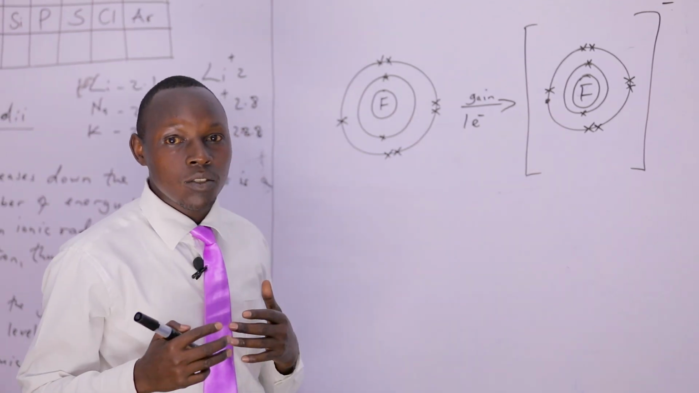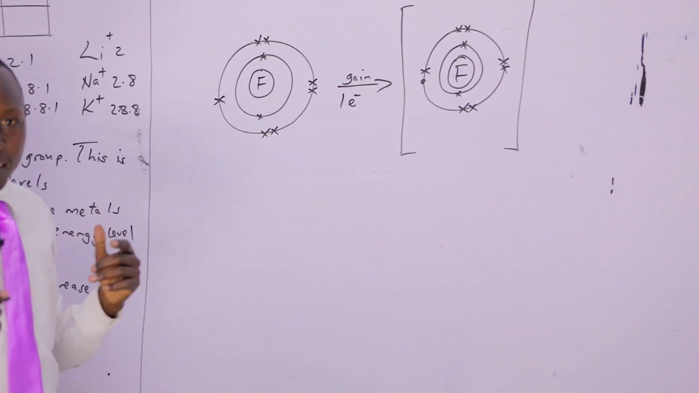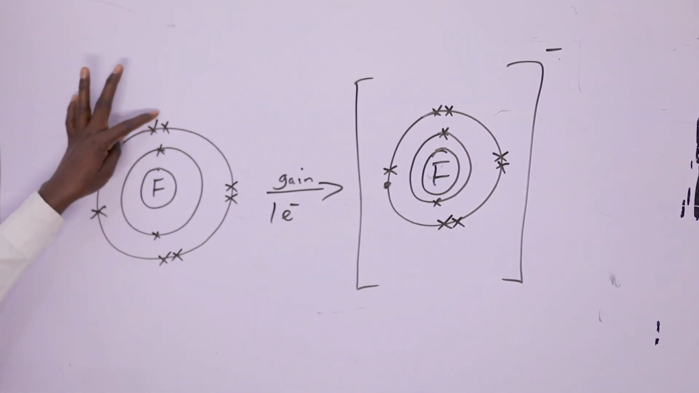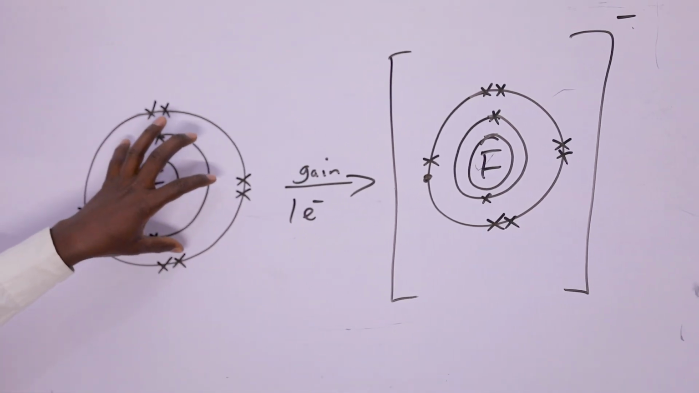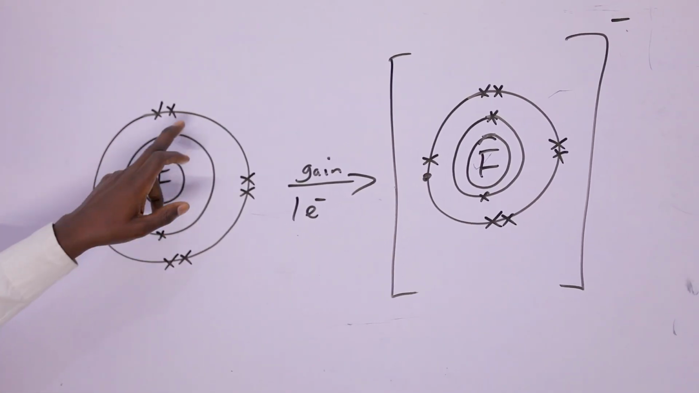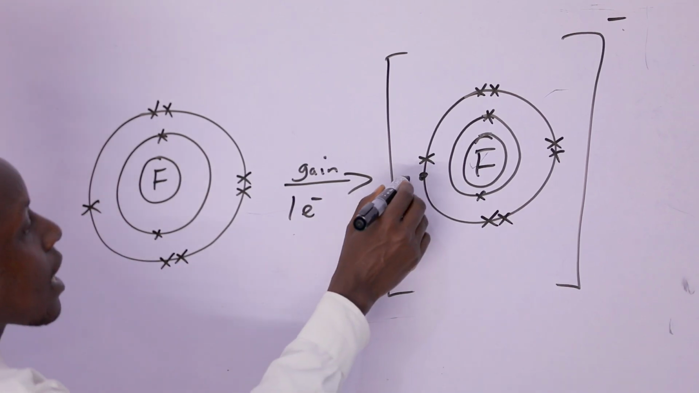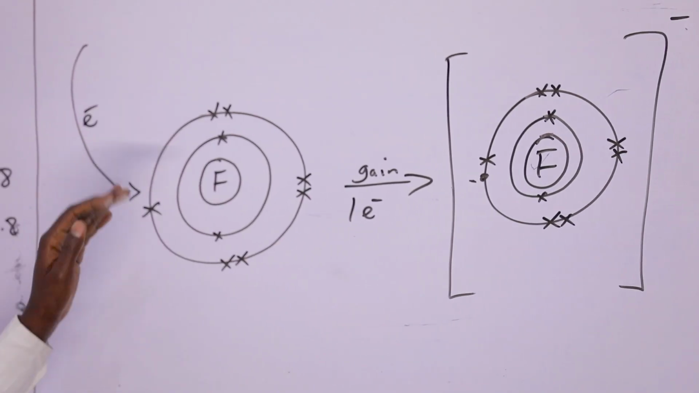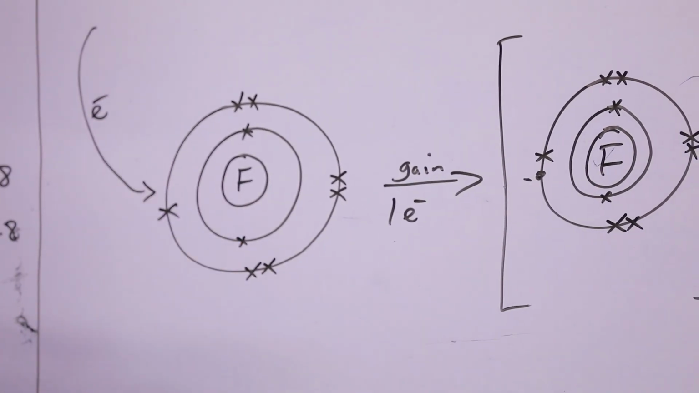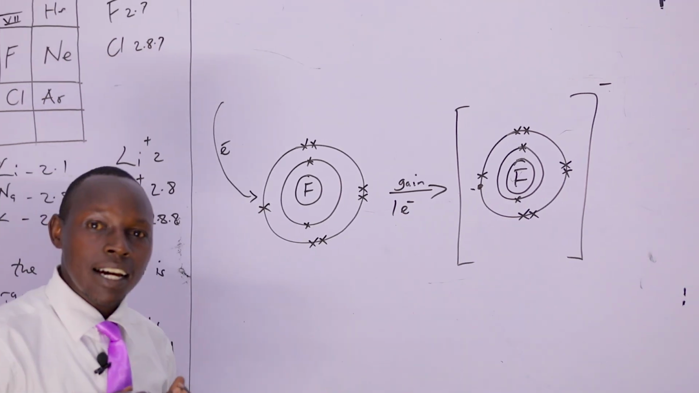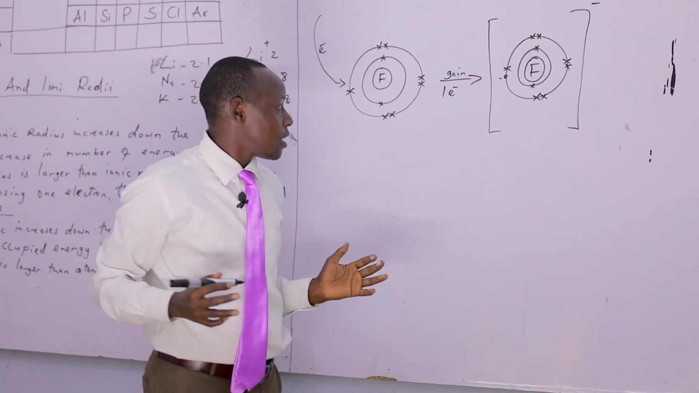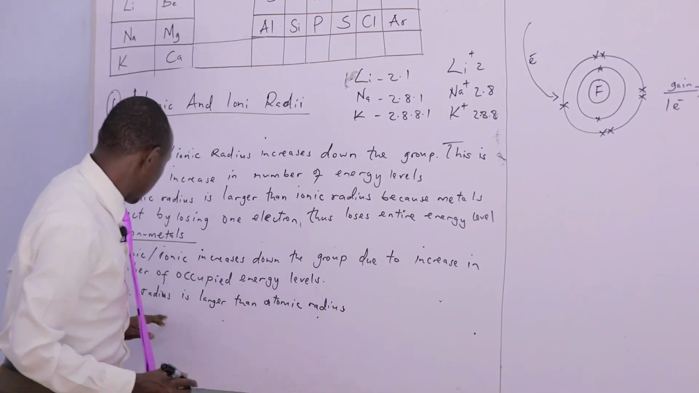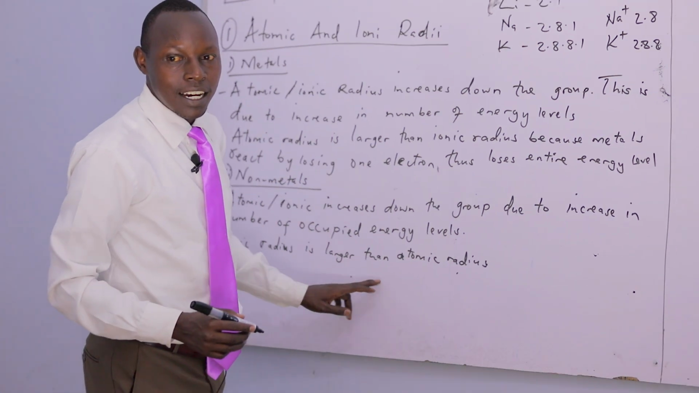There is one fact I want us to appreciate here. Always electrons, as we said, are negatively charged. The electrons occupying the outermost energy level of fluorine are negatively charged. The incoming electron is also negatively charged. So as it comes in, there is some kind of repulsion. That kind of repulsion makes the ion to be larger. So the reason we give here, we say ionic radius is larger than atomic radius.